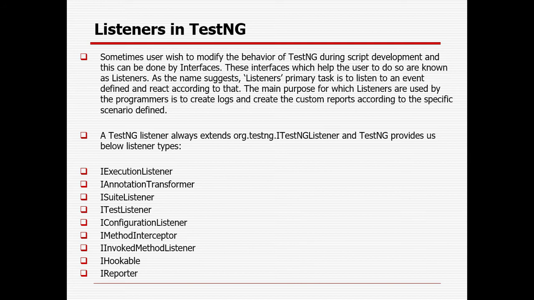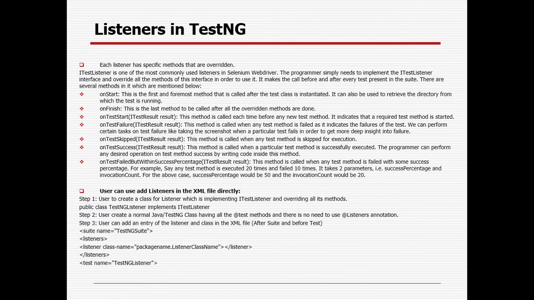All the listeners are interfaces, right? What does it mean by interface? So an interface will have some abstract methods. So whenever you implement those interfaces from the class level, you have to implement all the unimplemented methods available in the listeners. Each listener has specific methods that are overridden.